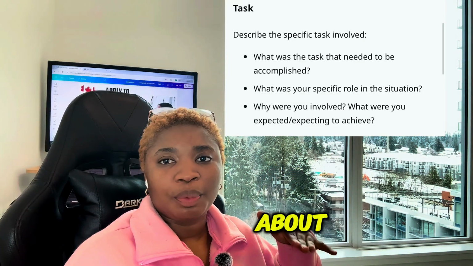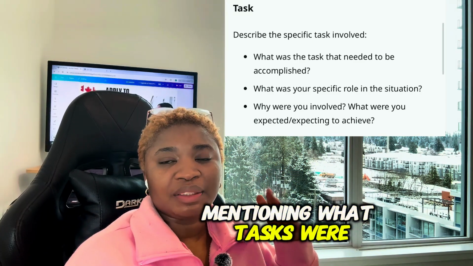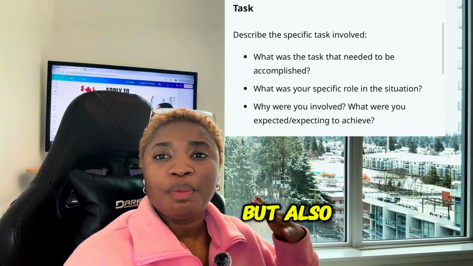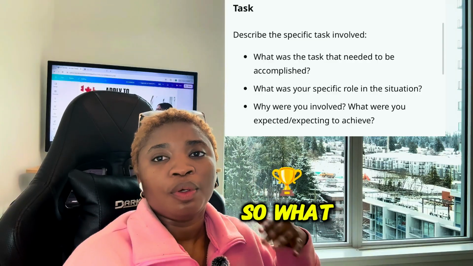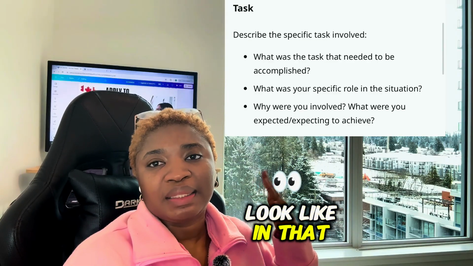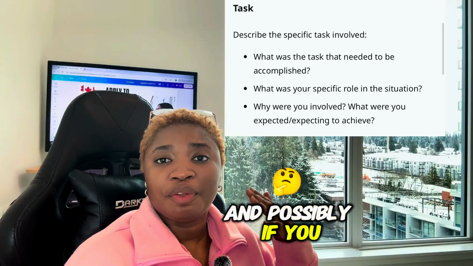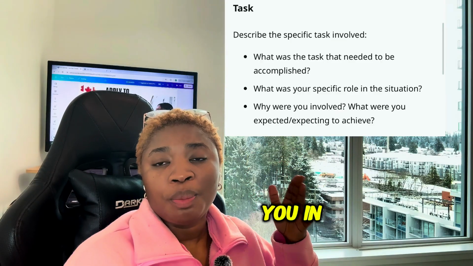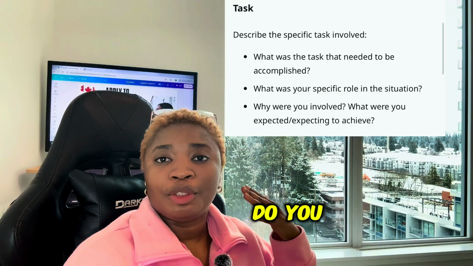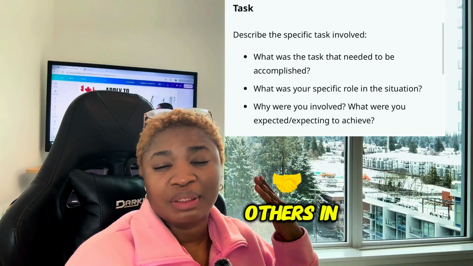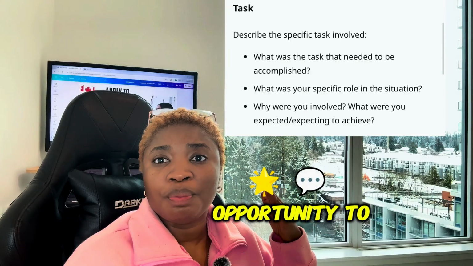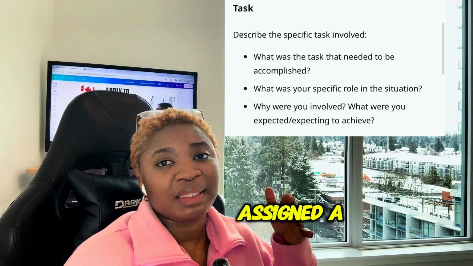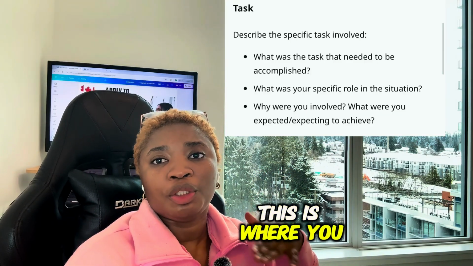And it's not just about mentioning what task you were supposed to accomplish, but also mentioning the key outcomes that were supposed to come out of that task. So what did success look like in that task? And possibly, if you have a reason why you in particular were selected for that task, do you have a special skill set that others in the team do not have? Use that as an opportunity to mention some of your strengths and why you were assigned a particular task. This is where you should put it in.